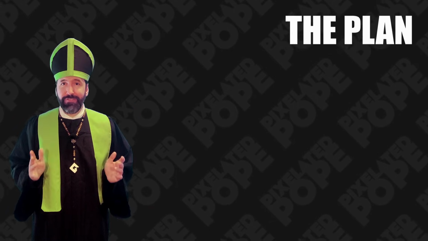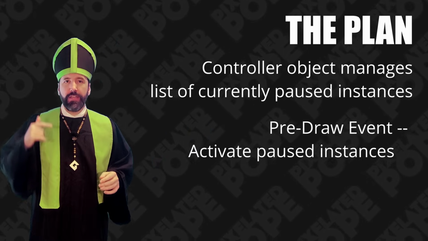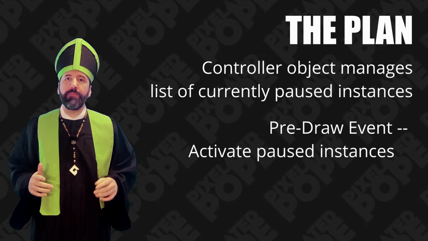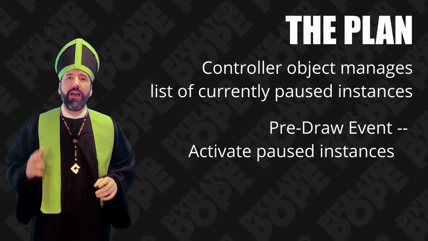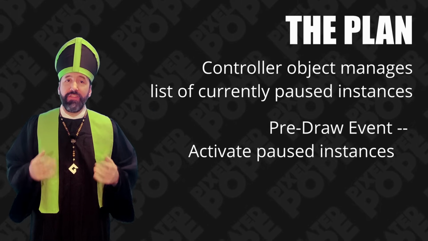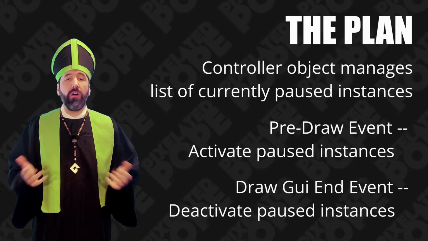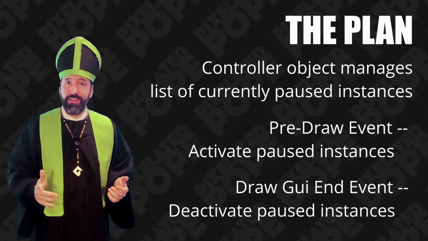Yeah, you can. If we had some sort of controller object that had a list of instances that are currently paused, it could loop through and activate them all in the pre-draw event, allowing them to use the draw events to draw themselves as normal, and then deactivate them all in the draw GUI end event, skipping all the logic events, including the hidden events.